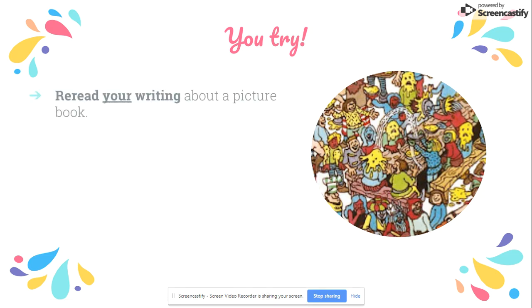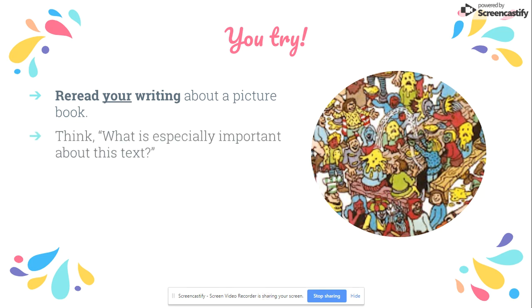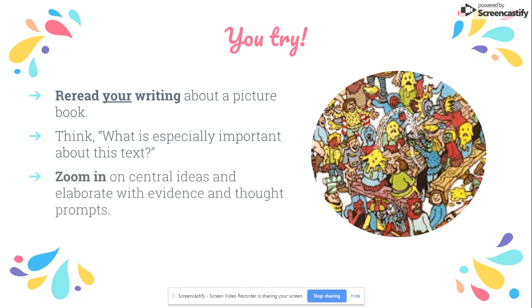So when you try this, the first thing you need to do is reread your writing about one of the picture books that you've been exploring. You're not rereading the picture book. I mean, you'll do that as well, but right now you're rereading your writing to look for any of those significant ideas, thinking what is especially important about this text. And then zoom in on those central ideas and elaborate on them with evidence and thought prompts, like I did with Piper. That is your next job.